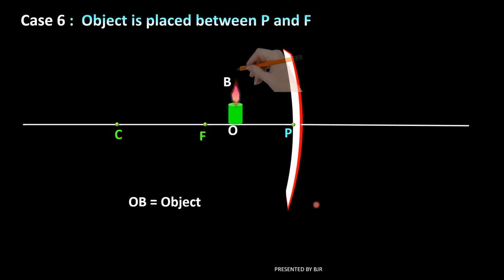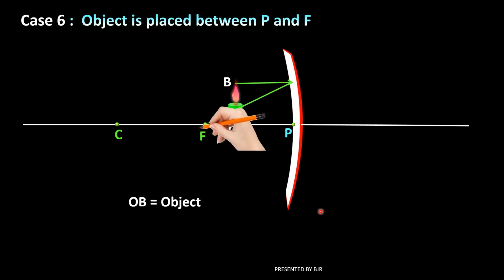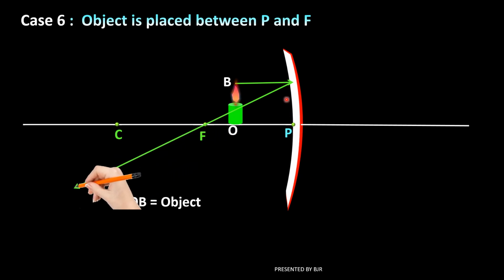Okay, OB is the object. I am drawing the first ray parallel to the principal axis, and this ray falls on the mirror and gets reflected there, and the reflected ray will pass through the focal point. Ray 1, see here, this is the first reflected ray which is coming through the focal point.